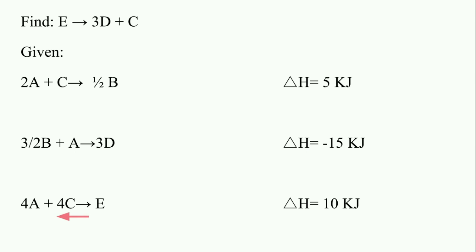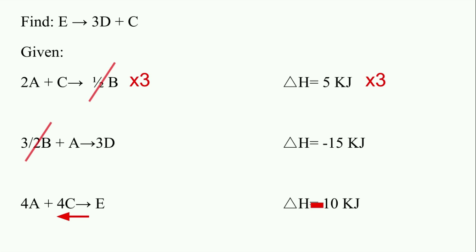The first thing we're going to do is reverse the equation at the bottom. That way we get E to the left-hand side, which is where we want it. In doing that, we turn our delta H into negative 10 as opposed to positive 10, remembering those rules to flip your sign around. The next thing we're going to do is multiply the top equation by 3. That way we get 3/2 for B, remembering to do that to delta H as well. So our delta H is going to be 15 now.